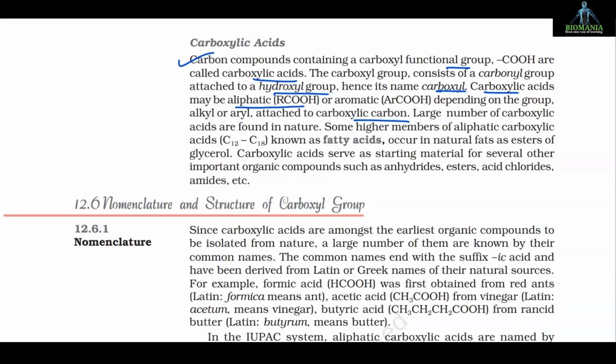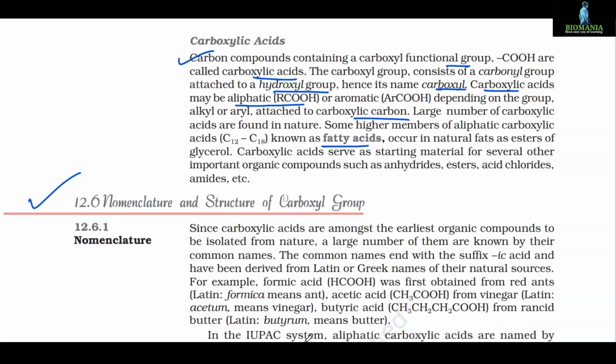Some higher members of aliphatic carboxylic acids, C12 to C18, known as fatty acids, occur in natural fats as esters of glycerol. Carboxylic acids serve as a starting material for several other important organic compounds such as anhydrides, esters, acid chlorides, amides, etc. 12.6 Nomenclature and structure of carboxylic group. 12.6.1 Nomenclature. Since carboxylic acids are among the earliest organic compounds to be isolated from nature, a large number of them are known by their common names.